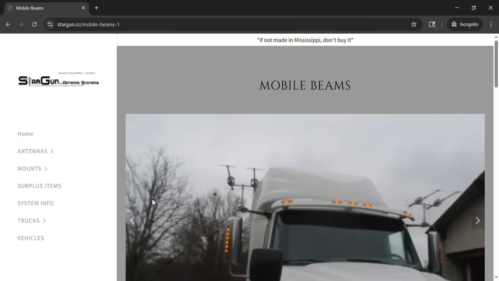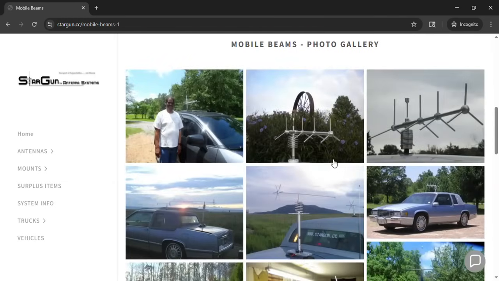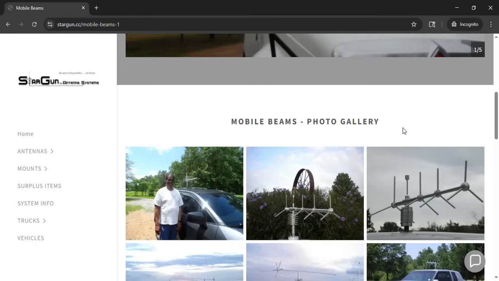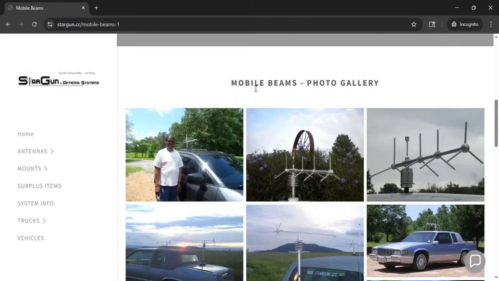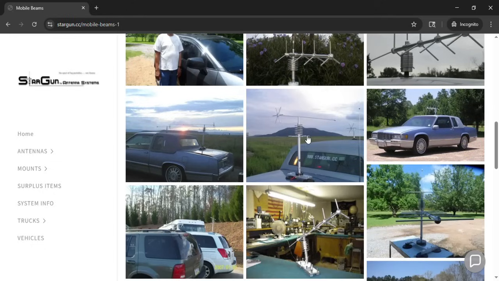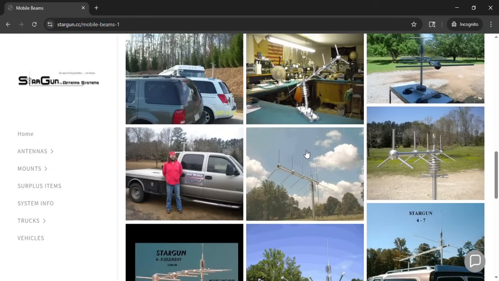Just because it looks like a beam does not make it a beam. This mobile beam nonsense is bull. It should be mobile antennas that look like beams, or beam lookalikes is what he should have called this. But calling it a mobile beam gives people the false sense that this thing is going to transmit and operate like a beam. It's not. All right, end of story.